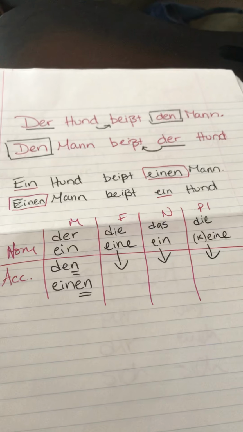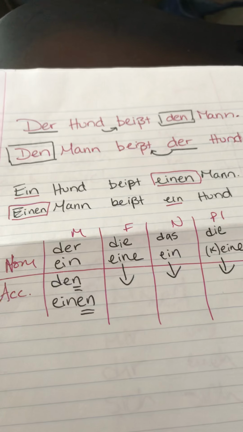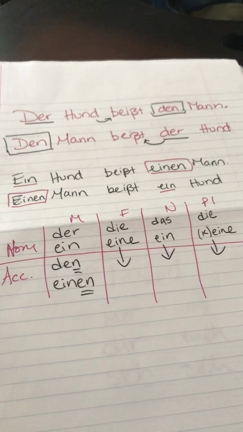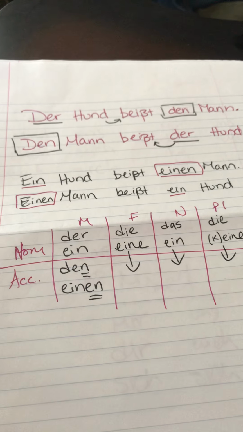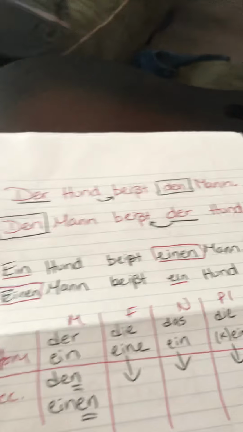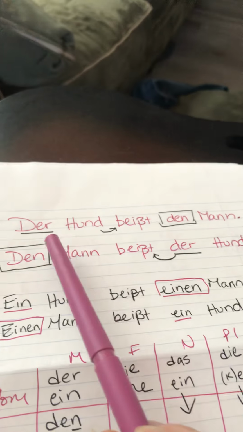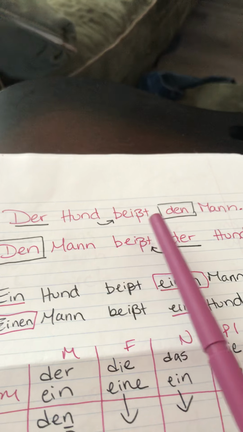Okay, so here's my attempt to further explain the difference between a subject and a direct object, the nominative and the accusative case. I know I posted a video about it, and we've talked about it a couple times in class, but let me give you my favorite example again. If we took this sentence, Der Hund beißt den Mann, the dog bites the man.